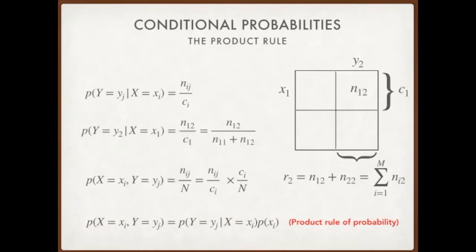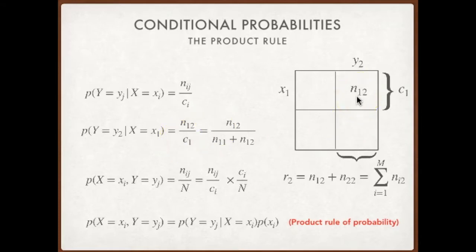Now let us introduce the concept of conditional probabilities. A conditional probability indicates the probability of y equals yj conditioned upon the knowledge that x is equal to xi. As per our previous diagram, the probability of y equals yj given x equals xi can be written as nij over ci.